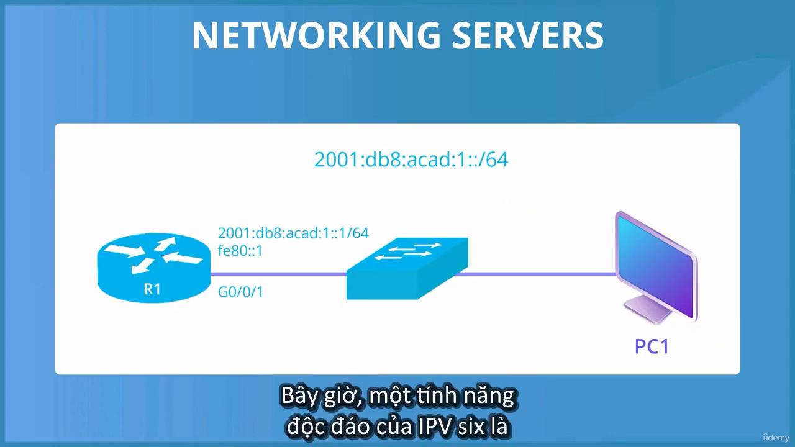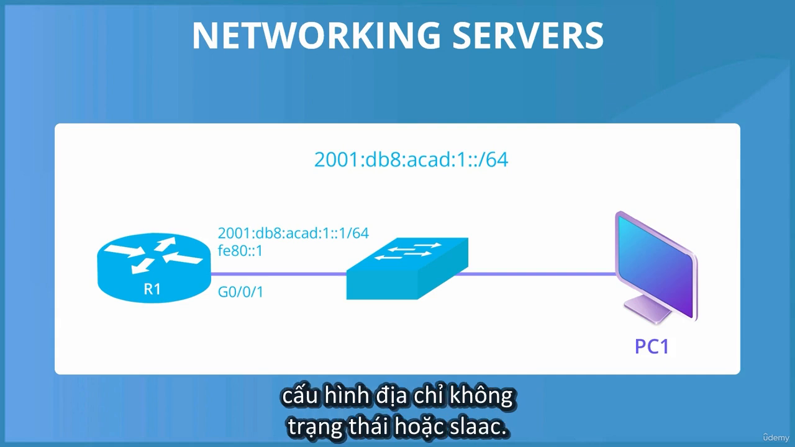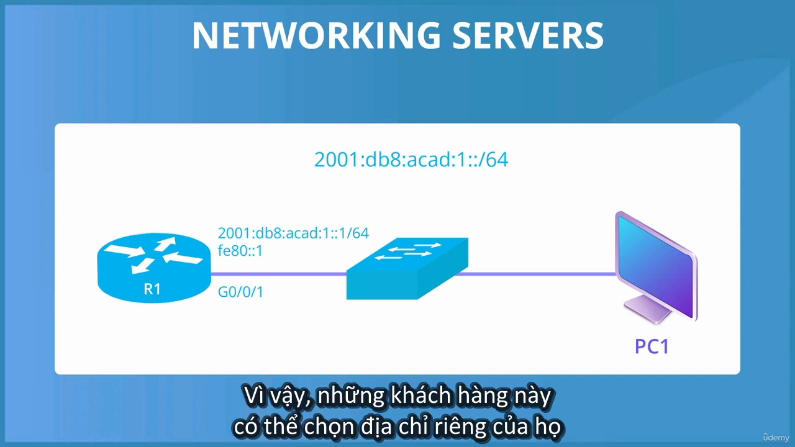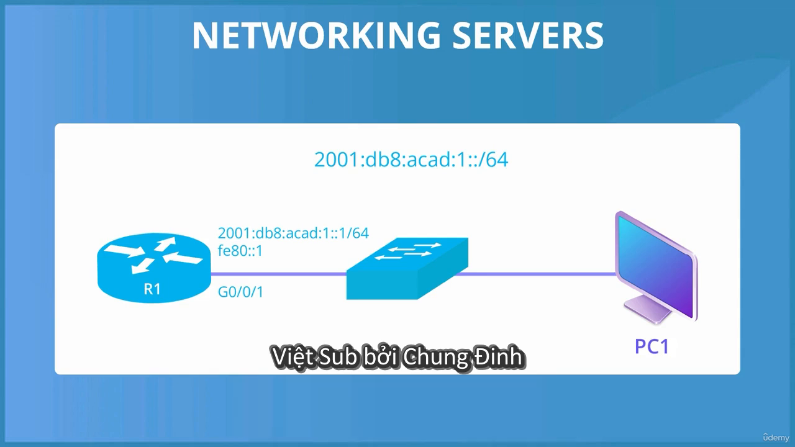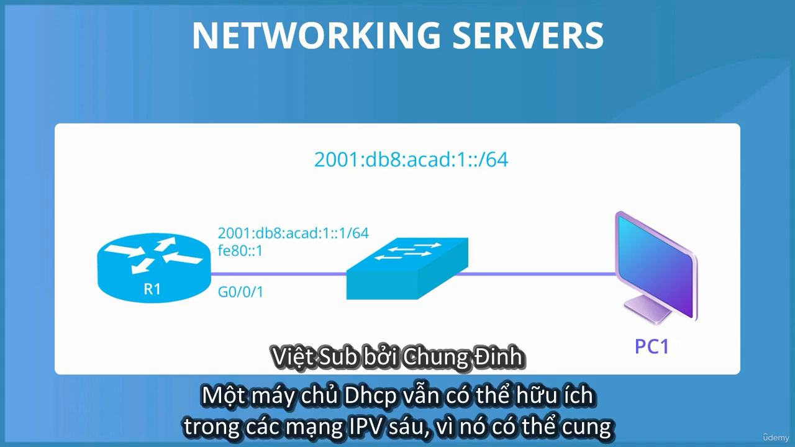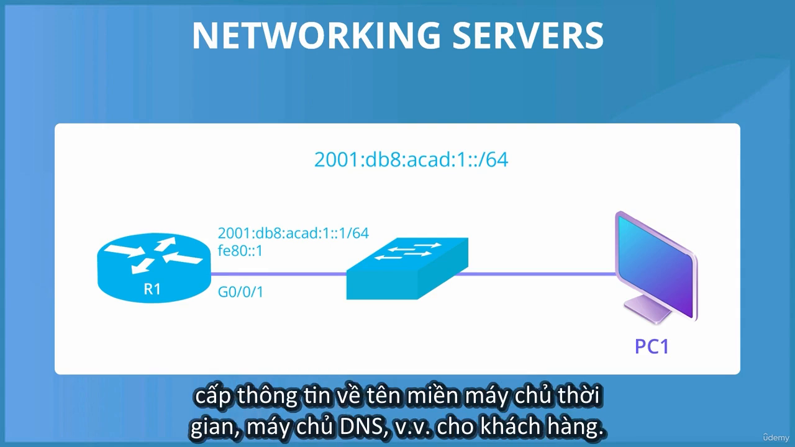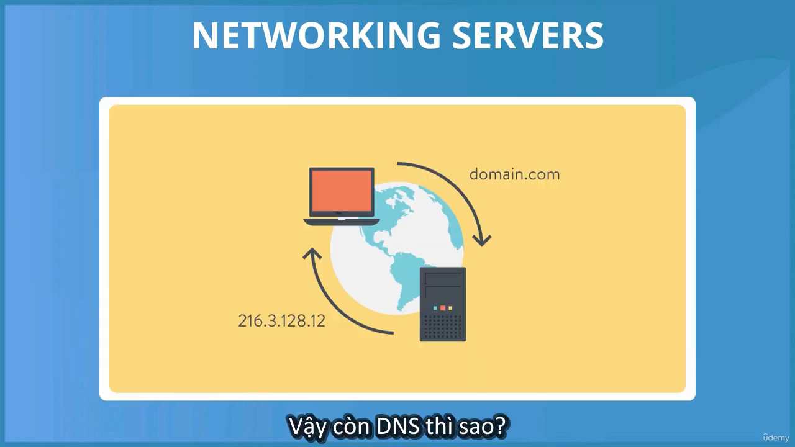Now, a unique feature of IPv6 is the Stateless Address Configuration, or SLAAC. So these clients can pick their own addresses based on the prefix being advertised on the connected network interface. A DHCP server can still be useful on IPv6 networks, as it can hand out information about the time server, domain names, DNS servers, etc. to clients. So now what about DNS?